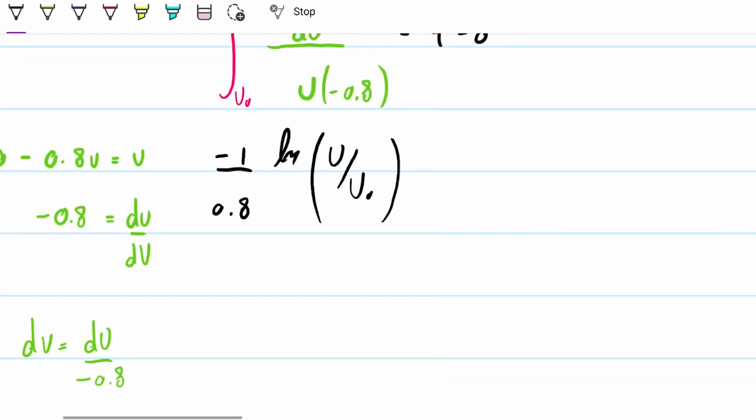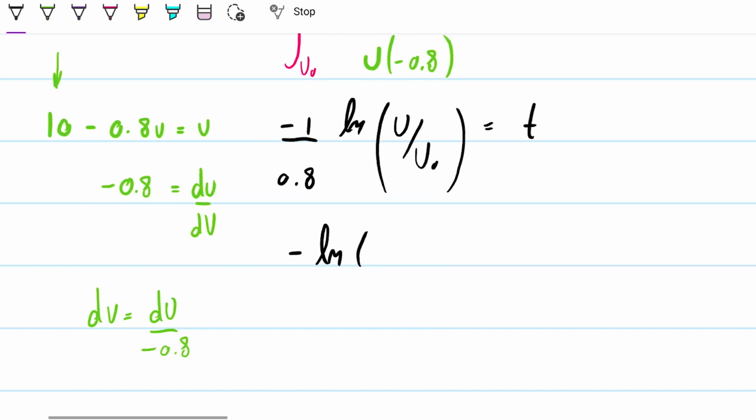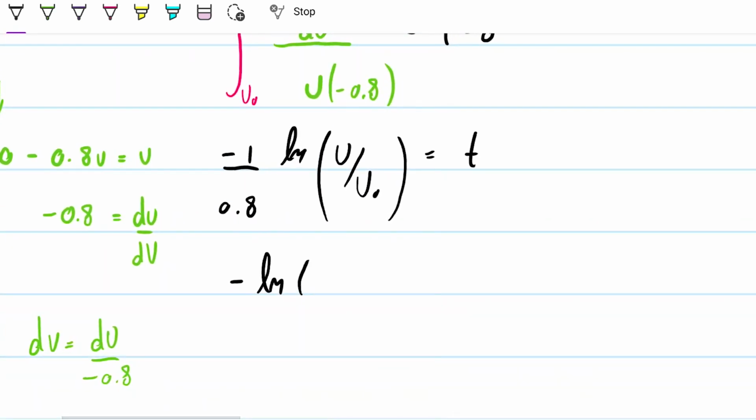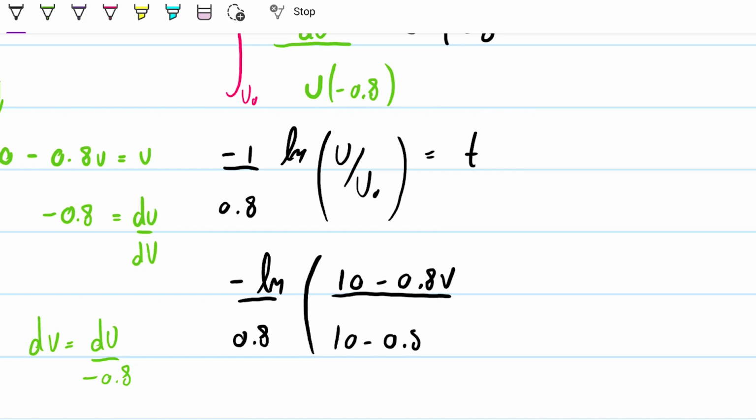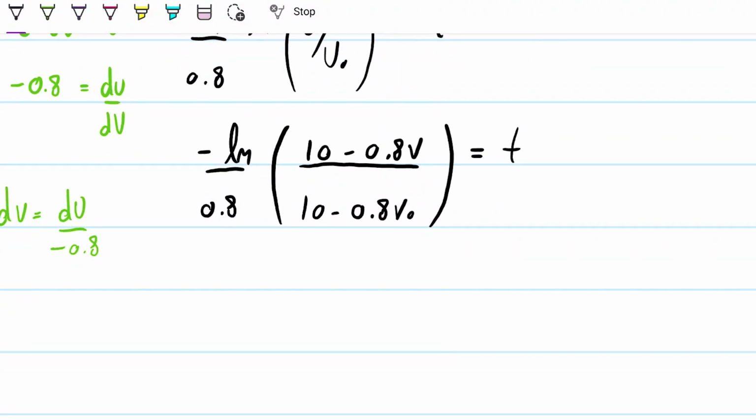So now I need to substitute it all back. This is equal to t. So minus natural log of, what was it, u? I need to put u there. So u is going to be, so make it big, 0.8. And here I have 10 minus 0.8 v divided by 10 minus 0.8 v naught. That equals my time. Brilliant. All right, cool. It doesn't look pretty, but it is the right integral.